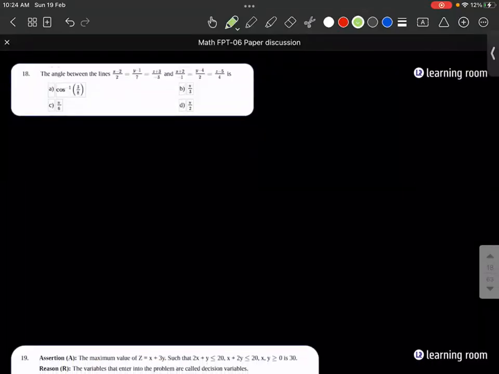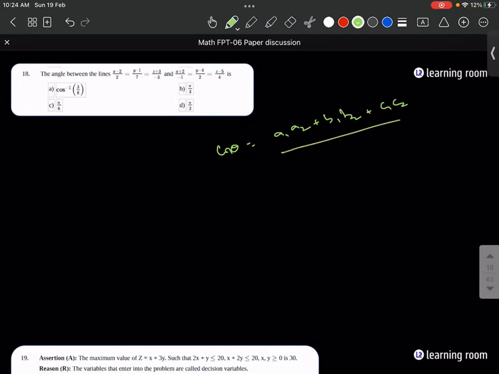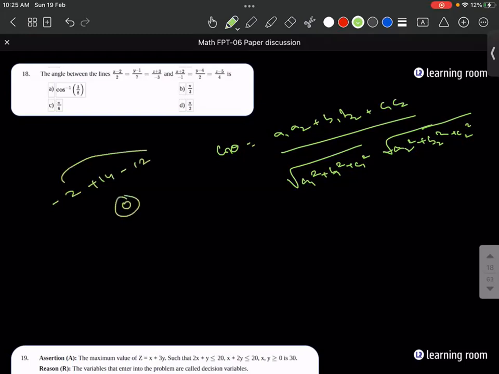Angle between lines. Cos theta is equal to a1 a2 plus b1 b2 plus c1 c2 divided by root of a1 square plus b1 square plus c1 square into root of a2 square plus b2 square plus c2 square. So what is the answer for this? So it will be minus 2 plus 14 minus 12. This itself is coming out to be 0. So cos inverse 0 is pi by 2.